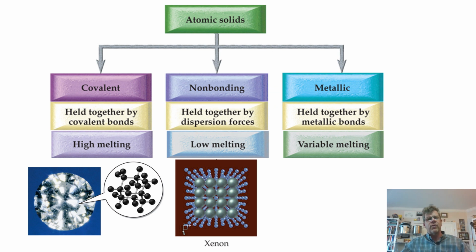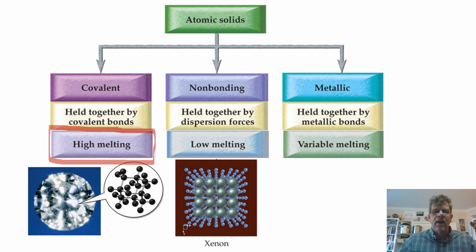So in contrast to the very high melting temperatures of covalent atomic solids, if you can even get there, really the opposite of that would be our non-bonding atomic solids. An example of that would be solid xenon, which have extremely low melting points.